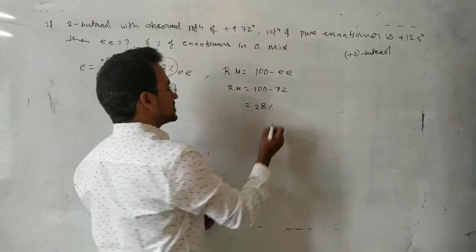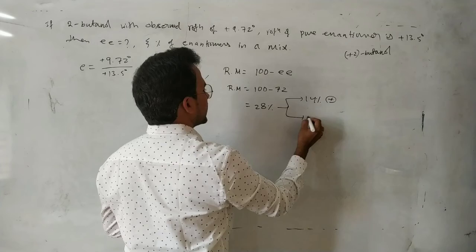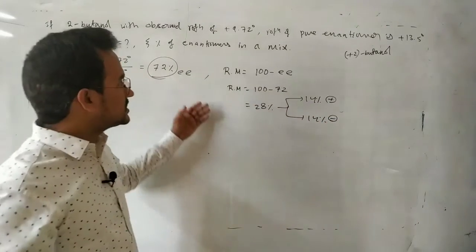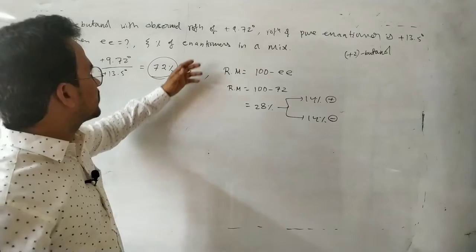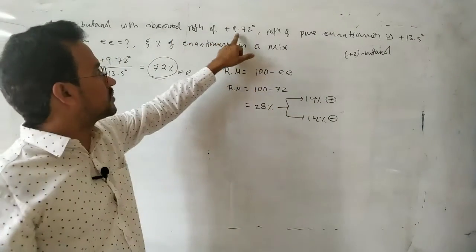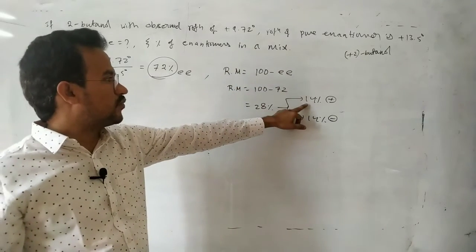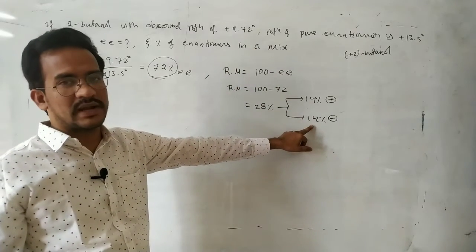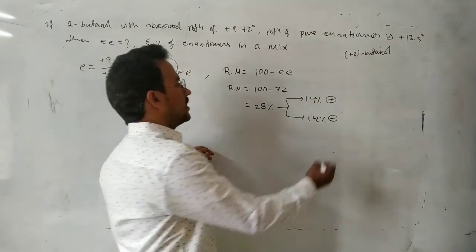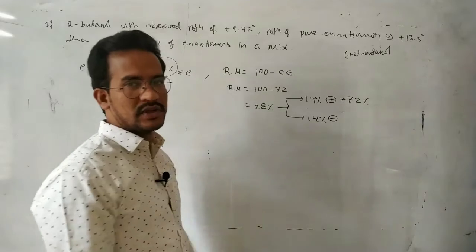If 28% is racemic mixture, then 14% is plus isomer and 14% is minus isomer. Which isomer is present in excess amount? The plus isomer, because the mixture gives a plus rotation, that means a clockwise rotation. So 14% plus isomer and 14% minus isomer is the racemic mixture. The enantiomeric excess of 72% must be added to the plus isomer.